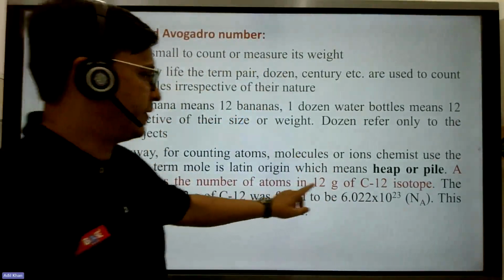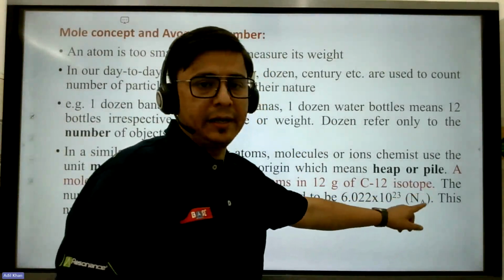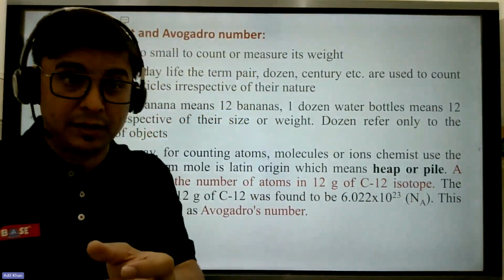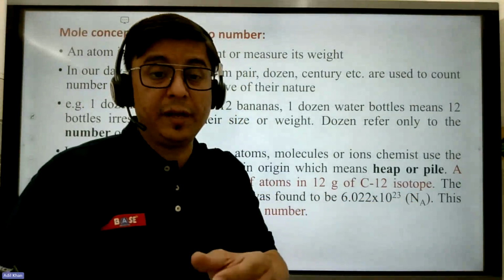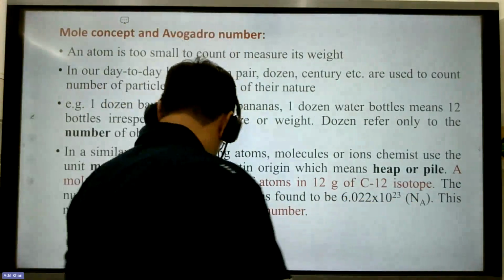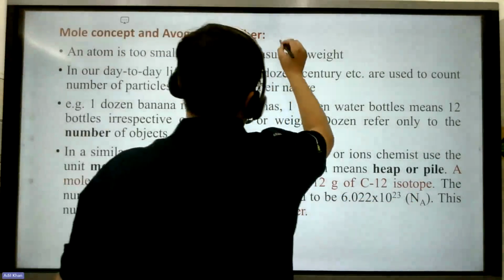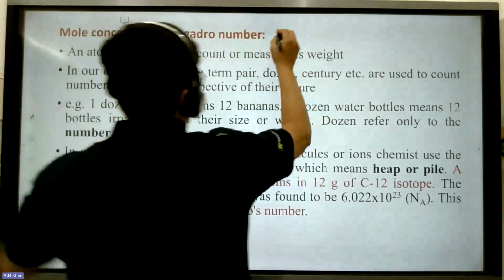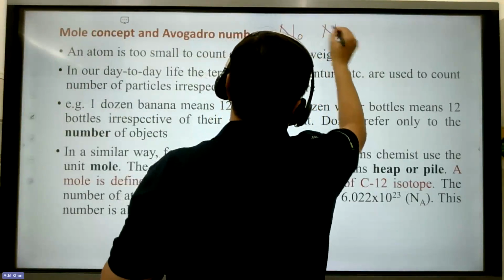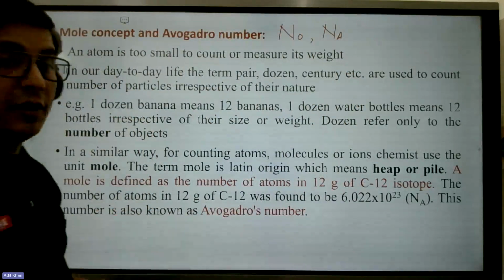So 12 gram of carbon-12 contains 6.022 into 10 to the power 23, represented by capital N and capital A as the subscript, or capital N with the subscript 0. So N_A or N_0 is the representation of this. It can also be represented like this. So this number is known as Avogadro number.